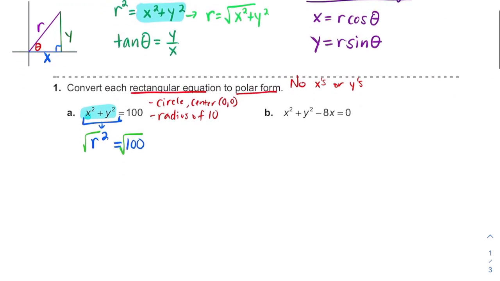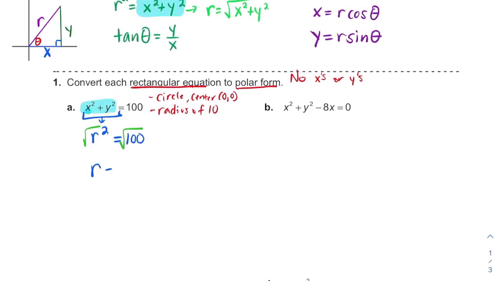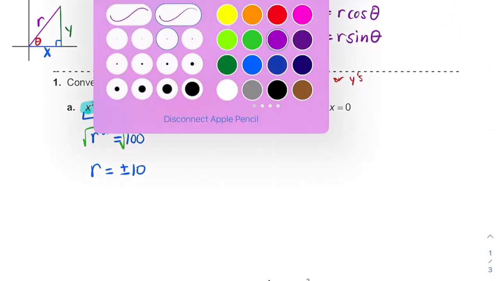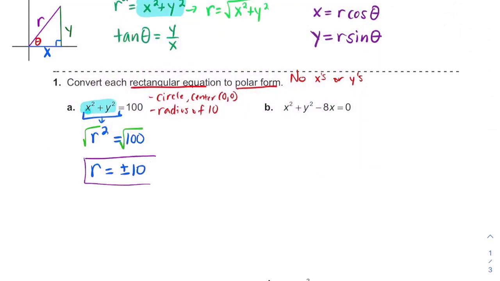So this gives us r is equal to, we do still have our plus or minus 10. So in polar form, a circle centered at the origin with radius 10 is represented with the polar equation r equals plus or minus 10. And when we get into graphing, you'll see how this is represented and how this works. So let's go on to example B, where we add in another layer.